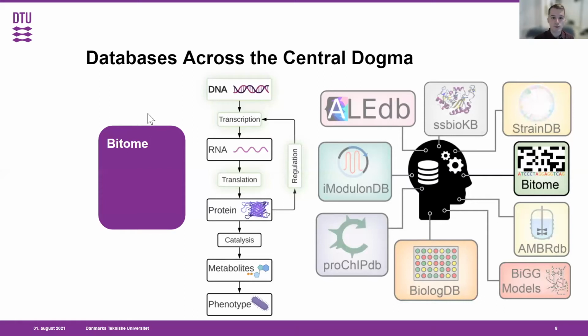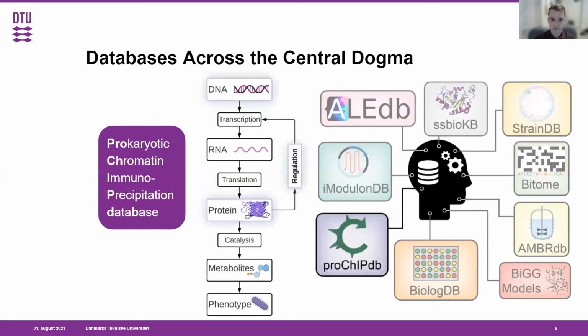And so as we move towards design, we can create bitomes and use features from the bitome to predict things like how the promoter architecture should look.